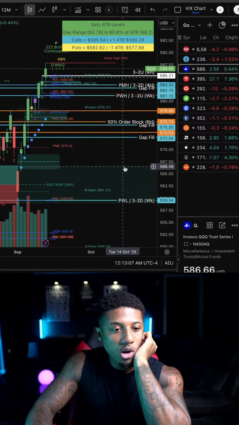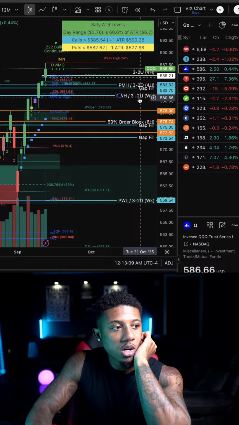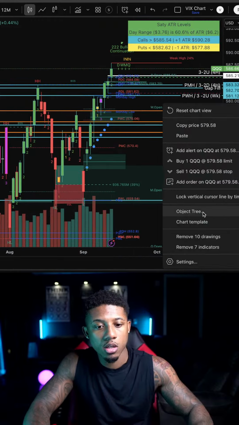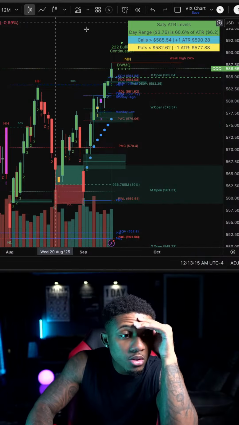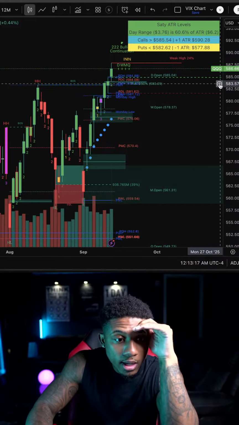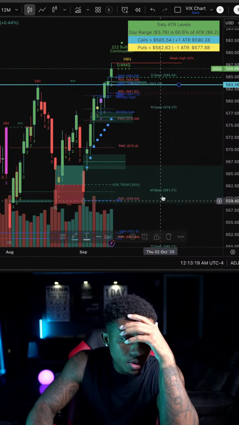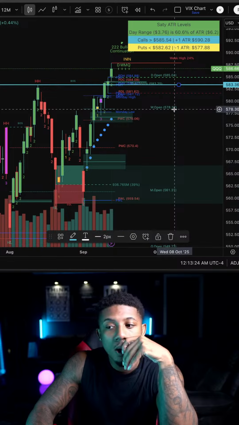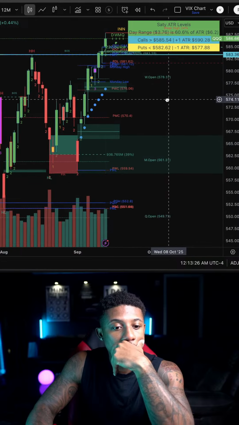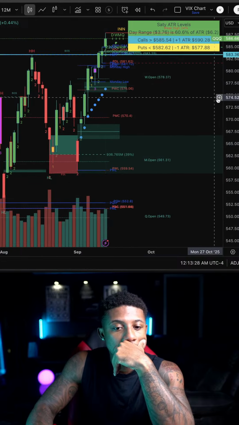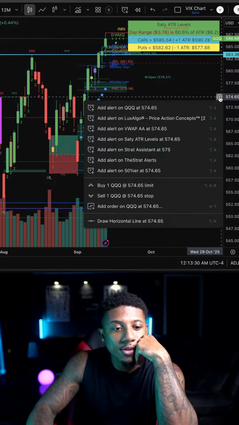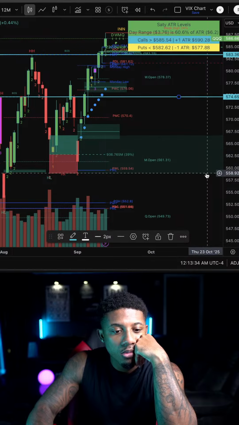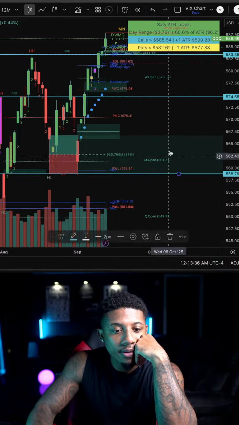So QQQ broke all-time highs last week. Let me go ahead and redo this. So here on the daily, we have this recent level. 583 is a really key level. Next support level is going to be 574 here, and this clear level out here, 558.